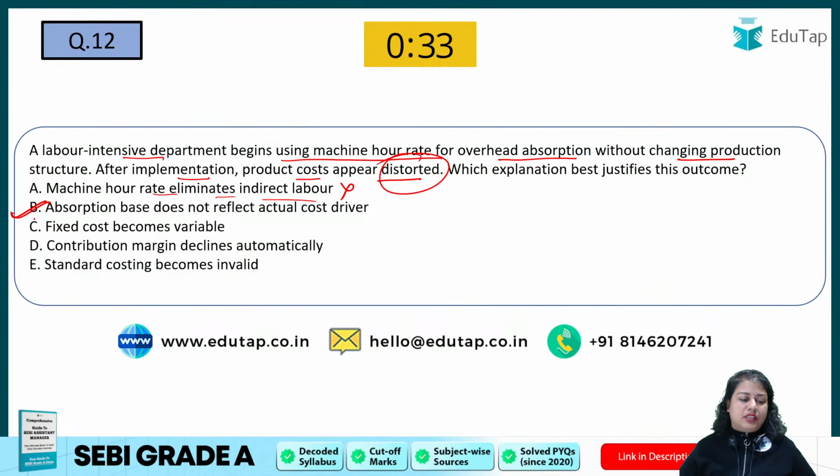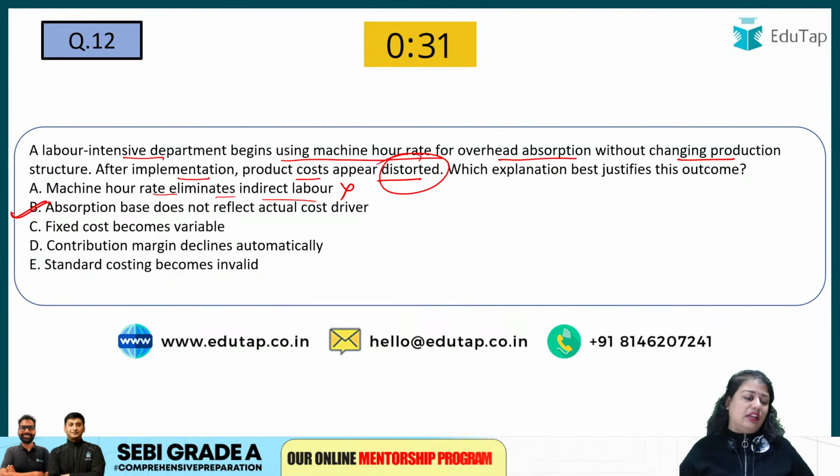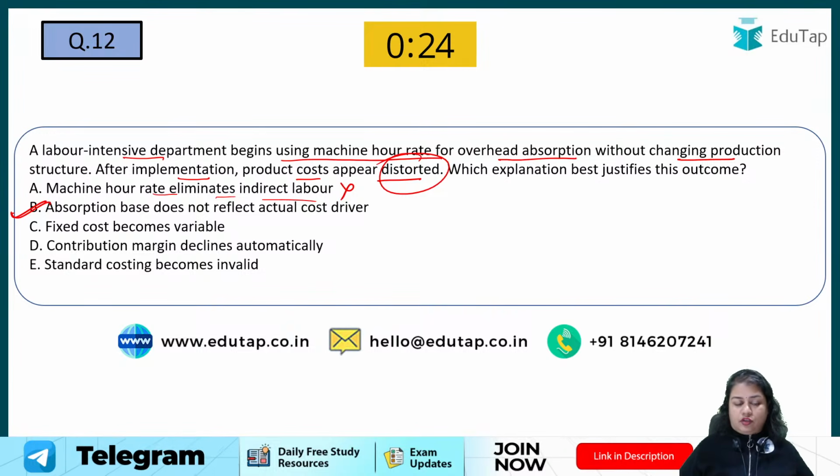Then option C, fixed cost becomes variable. This is highly illogical. We are not saying that our machines become variable. No, our fixed cost will remain fixed cost. So this is incorrect. Then contribution margin declines automatically. Here contribution will not change because we are not changing the sales or the variable cost. So hence this is also incorrect.